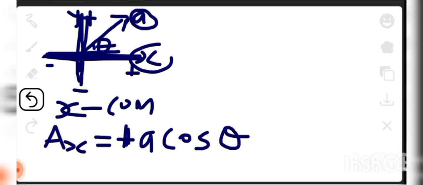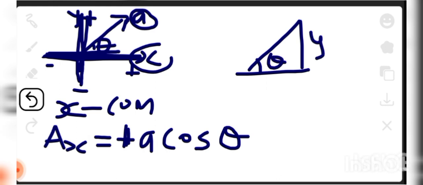It's not hard. You just draw something like this. You can use SOH CAH TOA to do it. The theta is here, this one is the y axis, this one is the x axis, and our A is here. So cos theta is adjacent over hypotenuse, and sine is opposite over hypotenuse.